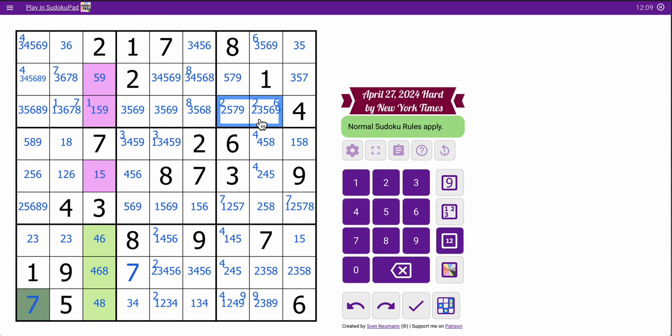Two here and nothing else in the row is a two for box three. Six, column eight, nothing else in the column is an eight. Here, nothing else in the box or the row or column is an eight. Here, it applies with seven. There, it applies with a one. Here, it applies with a four.